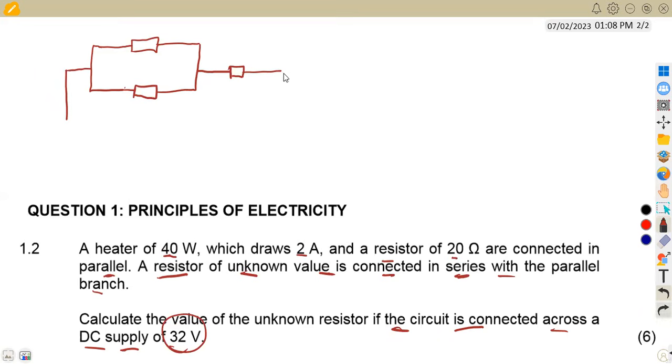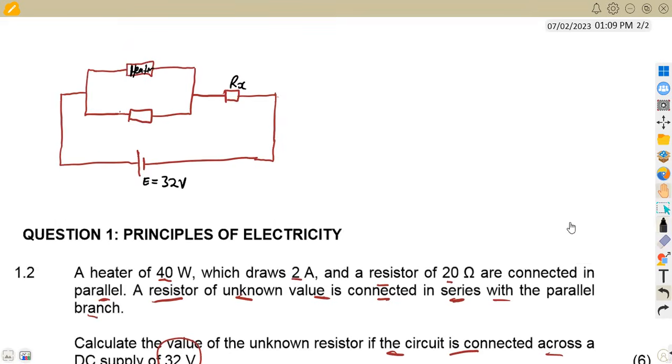So we're going to have this connected to a DC supply, something like this. In this case, we are going to have our DC supply like this. As you can see, this is actually a similar question. So we're going to have our voltage here of 32 volts. Given this is 32 volts, this is the unknown resistor, the series one. Remember, this is our heater, which is our heating element.